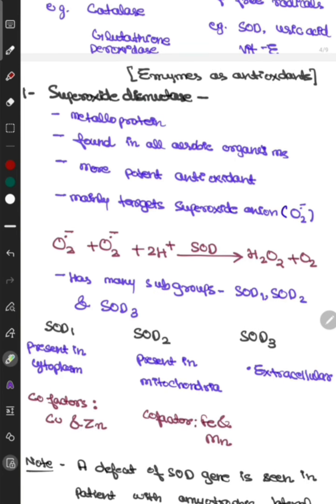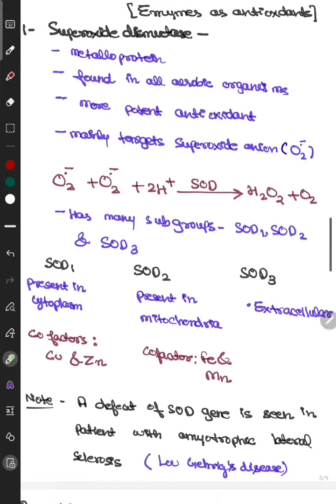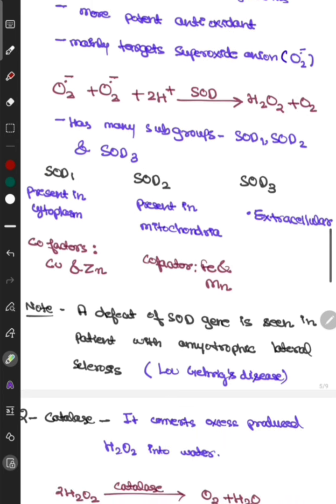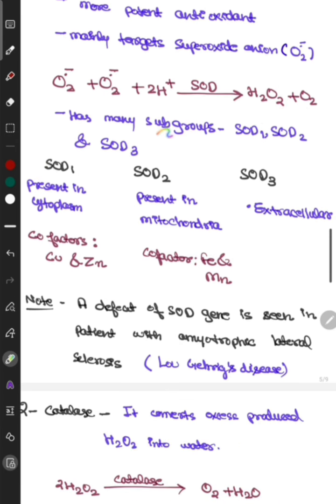So let's start with the enzymes which act as an antioxidant. First one, we will explain the superoxide dismutase. Superoxide dismutase is a metalloprotein found in all aerobic organisms, a more potent antioxidant, and mainly it targets the superoxide anion, and it converts the superoxide free radical into peroxide and oxygen. There are mainly three subcategories of superoxide dismutase, that is superoxide dismutase 1, 2 and 3.